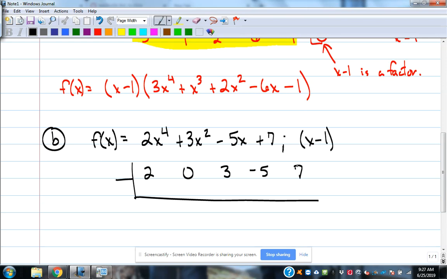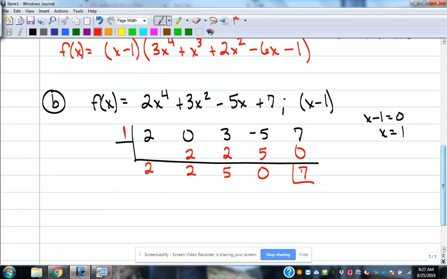So make sure that you're paying attention to that issue that could come up. And then we still know that x minus 1 equals 0 is going to give us a positive 1 that we'll put on the shelf. And then we're running our synthetic through. So drop the 2 down, and then you start rolling. 2 times 1 is 2. 0 plus 2 is 2. 2 times 1 is 2. And add is 5. 5 times 1 is 5. There's a 0. It's not in the right spot. 0 times 1 is 0. We get a 7 there. What does that tell us about x minus 1? Not a factor. Yeah, that's what it tells us, okay?